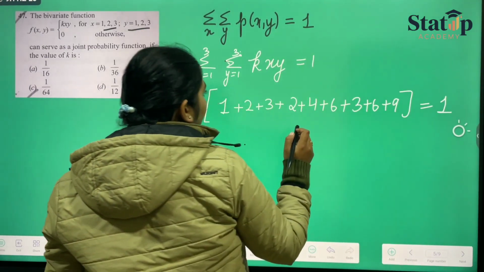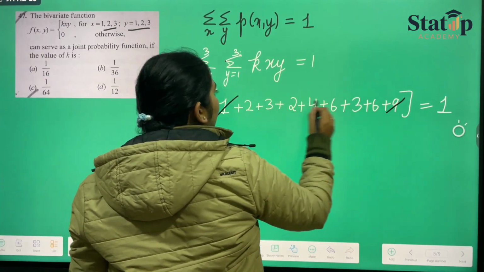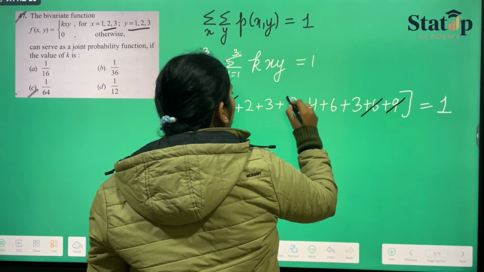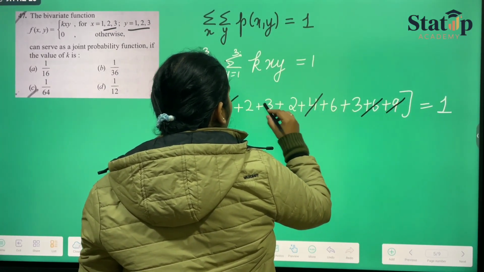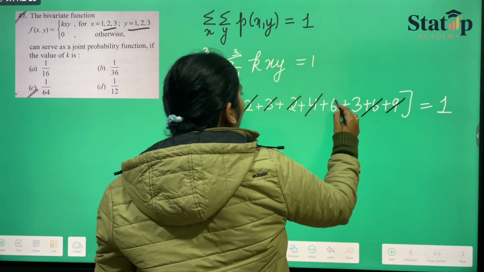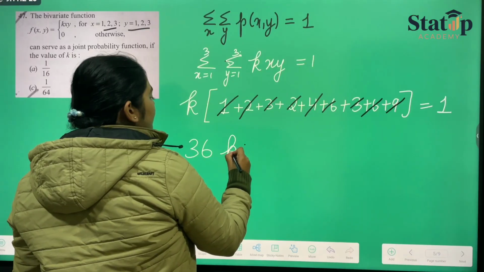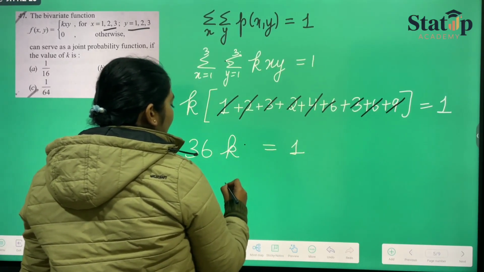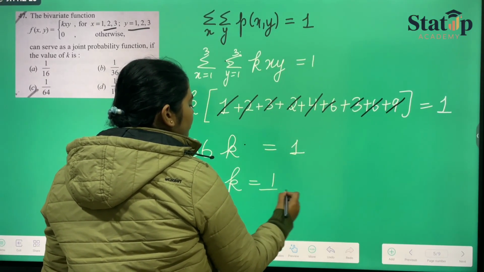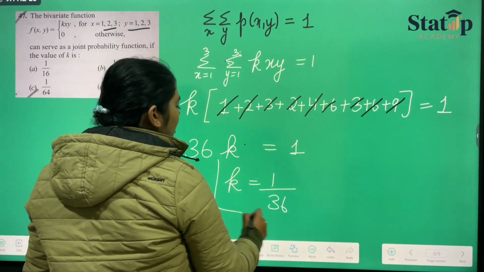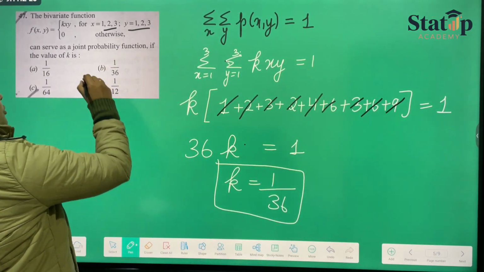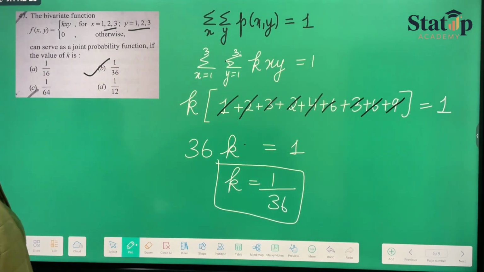Now here, if we add them, this is 10, this is 20, and all of them added will give us 36. So it will be 36k equals 1, and k has our final value, which is 1 upon 36. And in the question, the option is B, 1 upon 36.